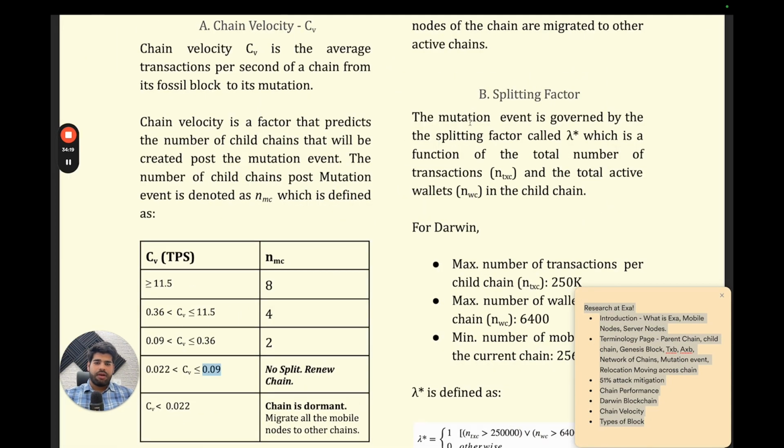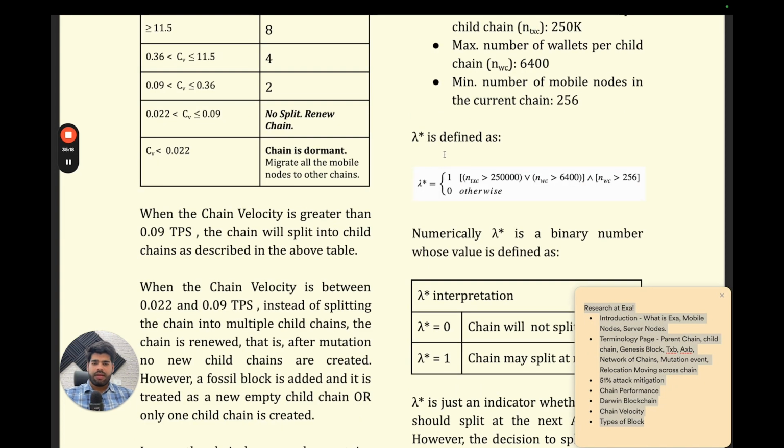Now the mutation event is governed by the splitting factor called lambda star, which is a function of the total number of transactions and total wallets in the child chain. So the lambda star is defined as such. It is a binary number, 1 or 0. One value occurs when the total number of transactions exceeds 250,000, or the total mobile nodes in the chain are approaching or exceeding 6400, and the total number of wallets or the mobile nodes are greater than 256. Otherwise, the value is 0.